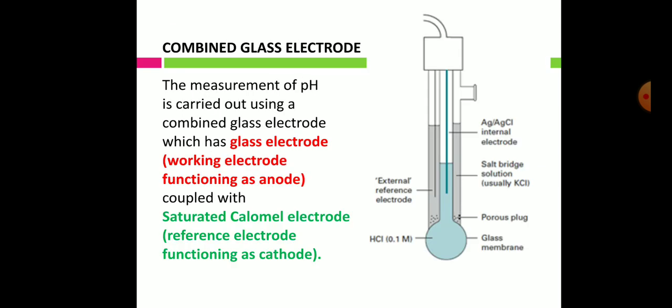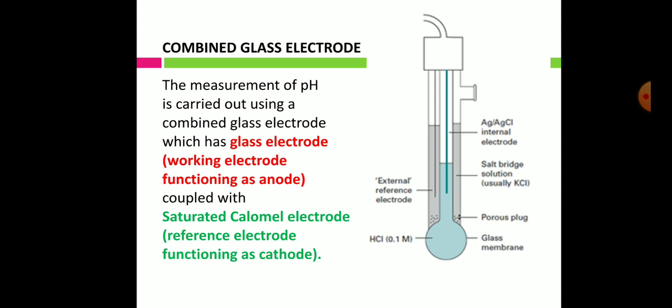Now let us discuss in detail the combined glass electrode which we are going to use for the measurement of pH. This combined glass electrode is more commonly called pH electrode, and with the help of this electrode we can determine the pH of any solution in which it is dipped. This combined glass electrode is a complete cell having two half cells. The first half cell is the glass electrode and the second half cell is the saturated calomel electrode.